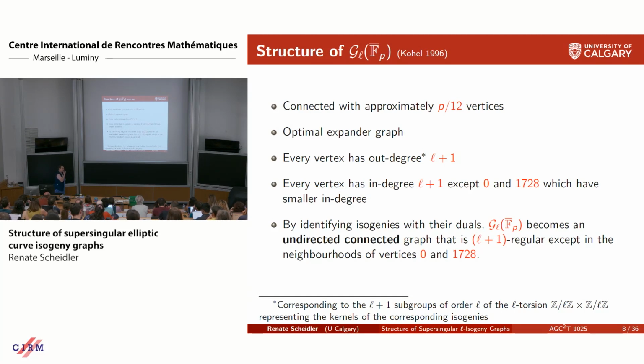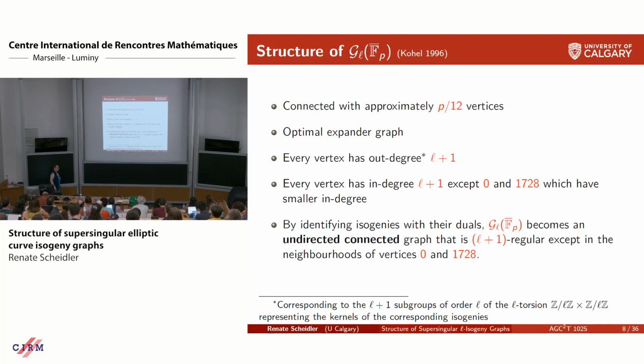Every vertex in this graph, so it's a directed graph, has out degree L plus 1. So there are L plus 1 edges emanating from every vertex. And that basically corresponds to the L-torsion, which is Z mod LZ times Z mod LZ, and that has L plus 1 subgroups of order L. Those are the kernels of these isogenies. Every vertex has in degree L plus 1, except around 0 and 1728, where the in degree is a bit smaller because of these extra automorphisms. But it's only in the neighborhood there that it's a little bit problematic.